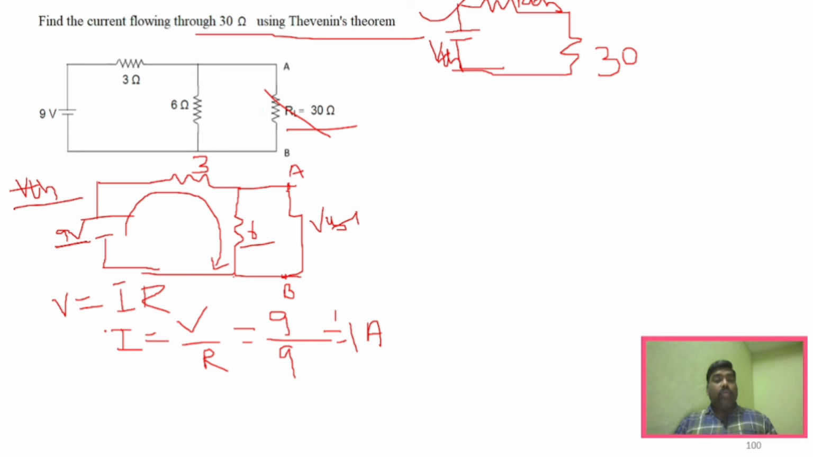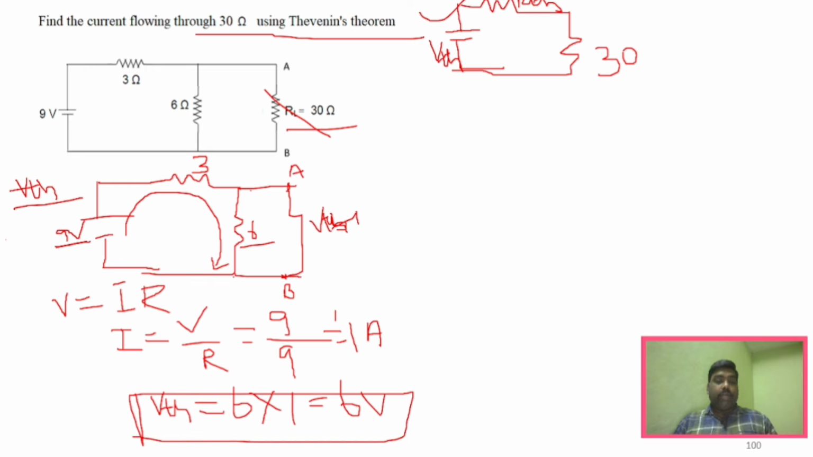Now what we have to do is find the voltage across this terminal. That is VTH. So how will you find VTH? VTH is equal to the voltage across this particular resistor, the same voltage. This resistor value is 6, so 6 into 1. So the voltage is 6 volt. So this is V Thevenin.